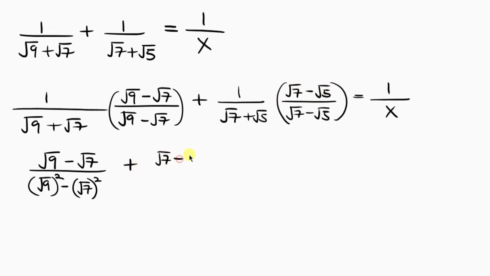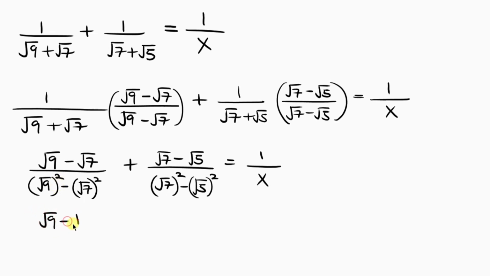Square root of 7 minus the square root of 5 all over. Now the denominator is an expression of the difference of two squares. So square root of 7 squared minus the square root of 5 squared equal to 1 all over x. Now, having this, we have the square root of 9 minus the square root of 7 all over. Now, notice that the square can cancel off the square root. The same thing happens here. Now, leaving behind 9 minus 7.